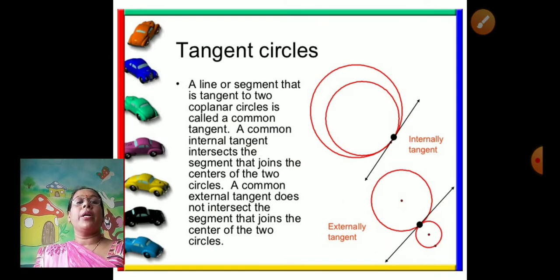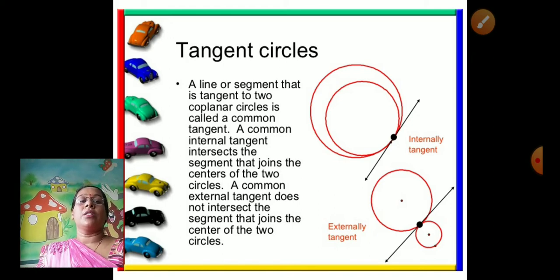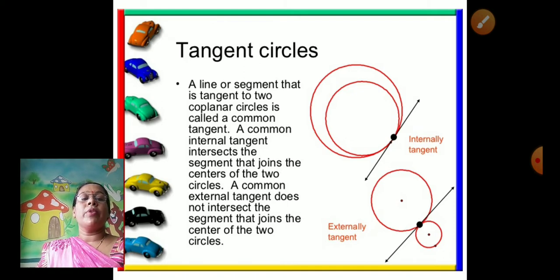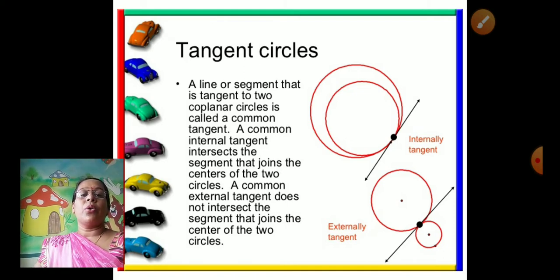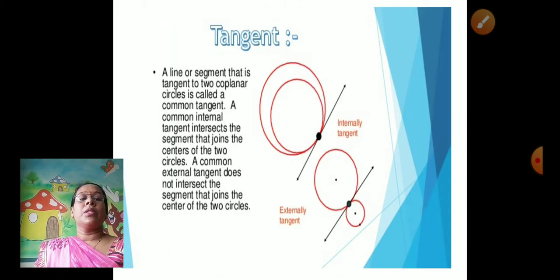Next concept, tangent circles. Now see the figure, there are two circles, and both circles touch in a single point, in interior and in exterior position. The common point between the circles is one point, and at that time those circles are called tangential circles. Only one single point is common between two circles, those are tangential circles. Only one single point is common between a circle and a line. At that time that line is called a tangent to the circle. Same definition is there.